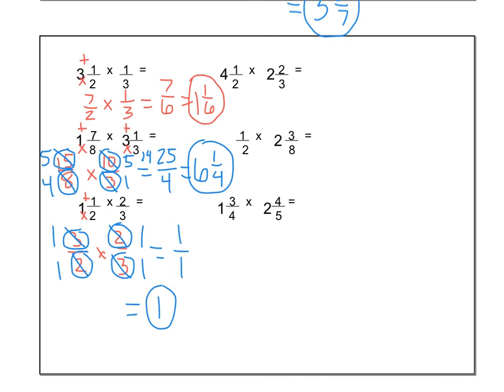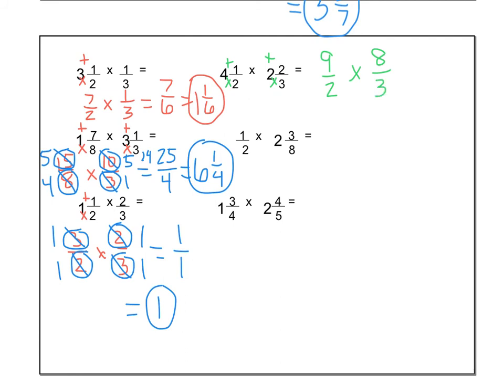Okay, on the right-hand side, we have 4 1/2 times 2 2/3. So we're going to change 4 1/2. 2 times 4 is 8, plus 1 is 9. So we're going to have 9 halves times 2 2/3. 3 times 2 is 6, plus 2 is 8. So we're going to have 8/3.